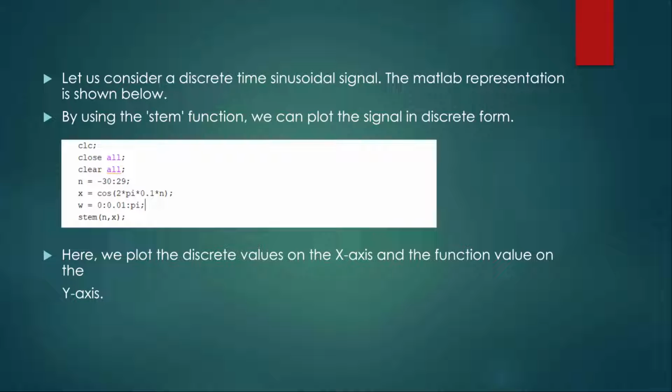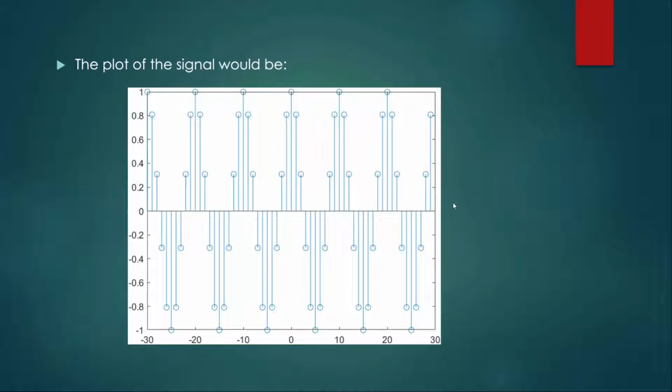Note that instead of plot, we use the stem function. The plot function plots the values of x in the continuous way and the stem function does it in a discrete form. So the plot of the signal would be like this. As we can see, the y-axis consists of the cosine values and the x-axis consists of the n values.